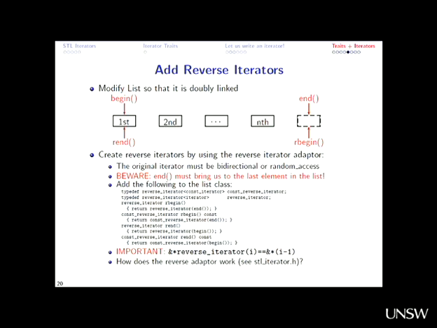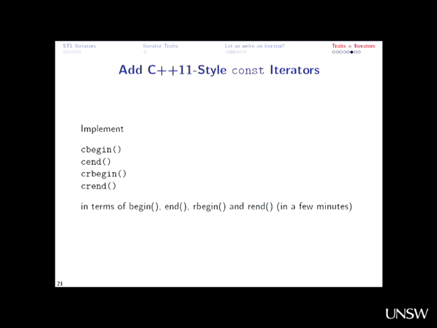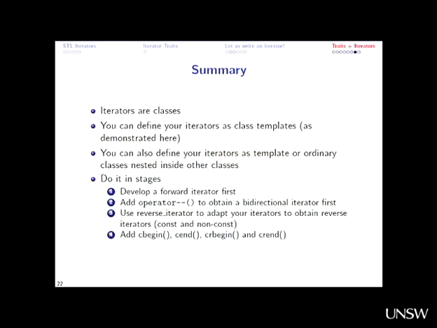But a reverse iterator just goes through your container backwards. Again, not required for assignment 2, but you should have these ideas. And again, the reverse iterator is a separate iterator type itself. C++11 style const iterators, so cbegin, cend, const reverse begin, const reverse end. Not required for assignment 2, but you should have those ideas.